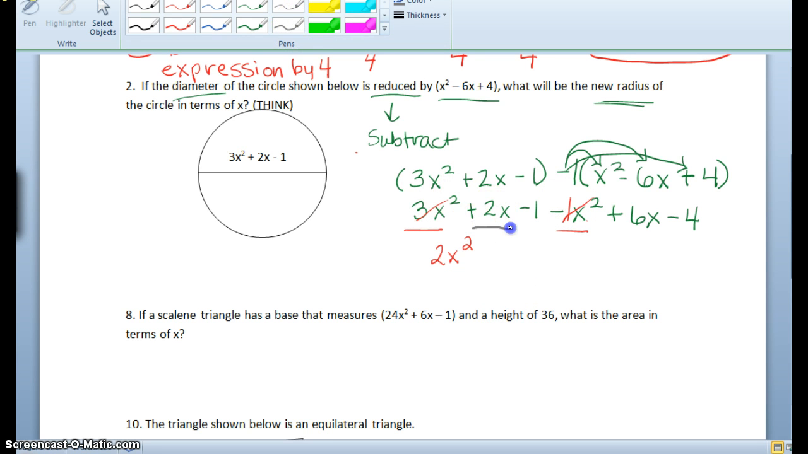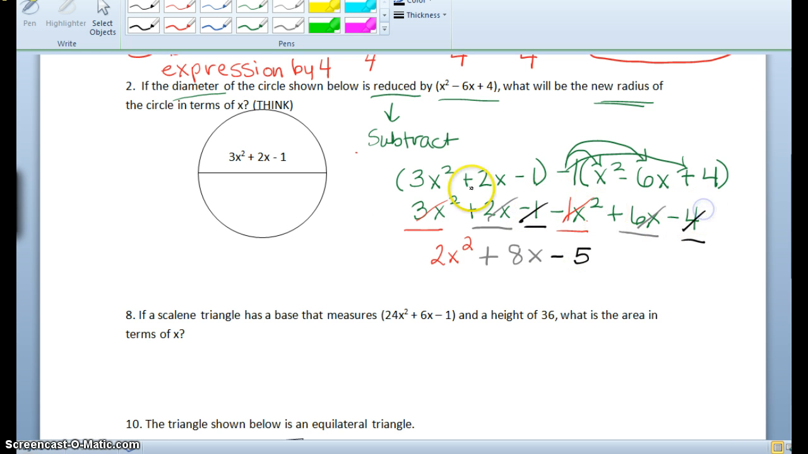Next, we're going to go to 2x. Does 2x have any like terms? Well, 6x is like terms with 2x. So we'll have positive 2 plus 6, which gives us positive 8x. We're going to mark those out because they're like terms. And that gives us negative 1 minus 4. Negative 1 minus 4 is negative 5.